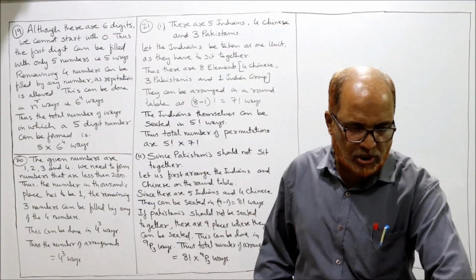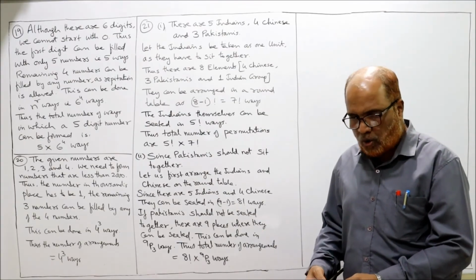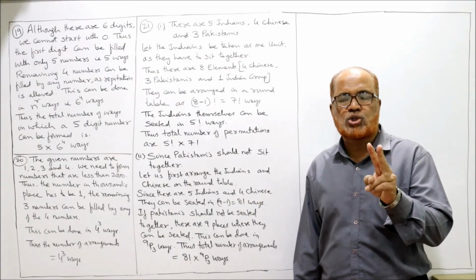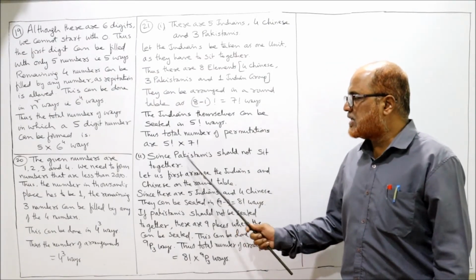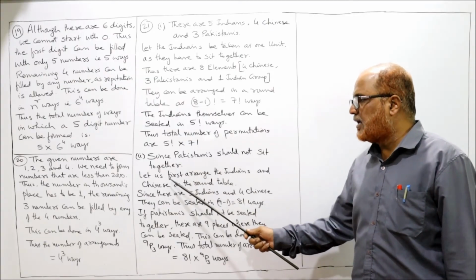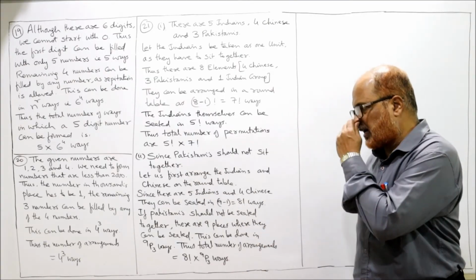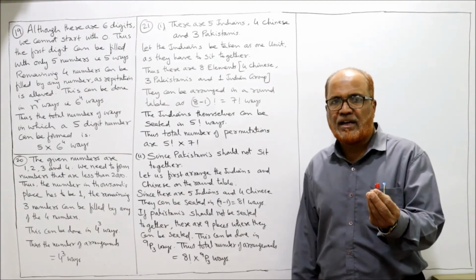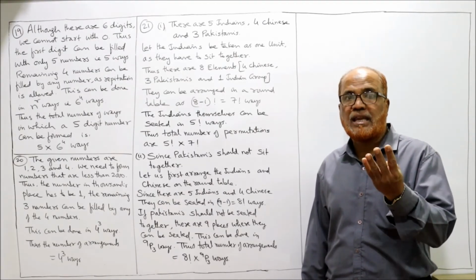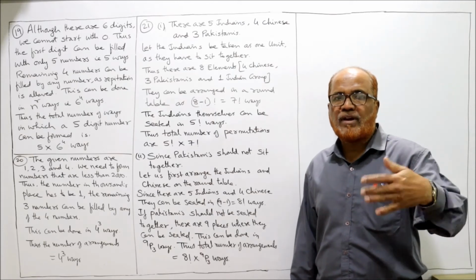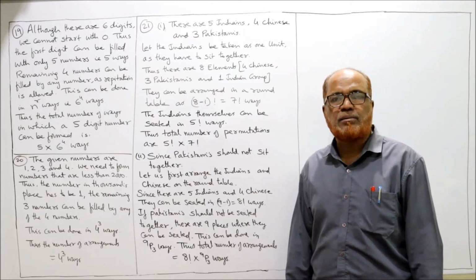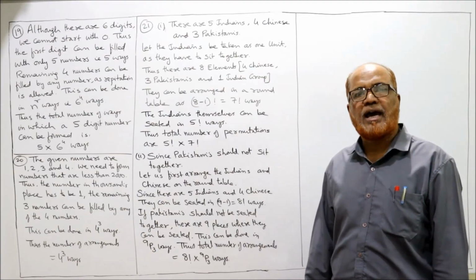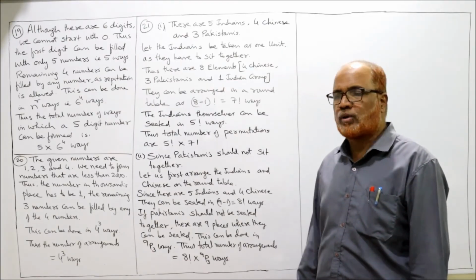Now what is the second question? Last point. No 2 Pakistanis sit together. No 2 Pakistanis should sit together. Now since Pakistanis should not sit together, let us first arrange the Indians and Chinese on the round table. अब इंडियन चाइनीज कितने हैं? 5 Indians and 4 Chinese. 9 persons are there. So how many ways can we arrange these 9 persons on a round table, circular permutation? n minus 1 factorial.